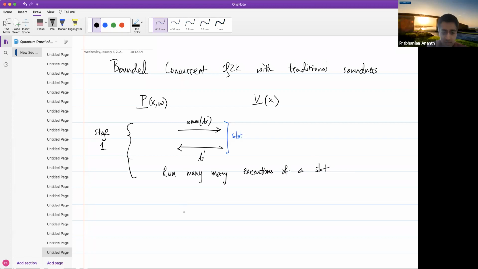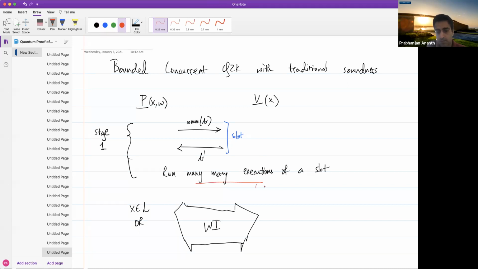Then the prover is going to convince the verifier using a WI protocol that either X is in the language, where L is the language associated with this proof system, or, let's say there are L number of executions, something like L plus polylog L number of slots are such that B equals B prime, right?